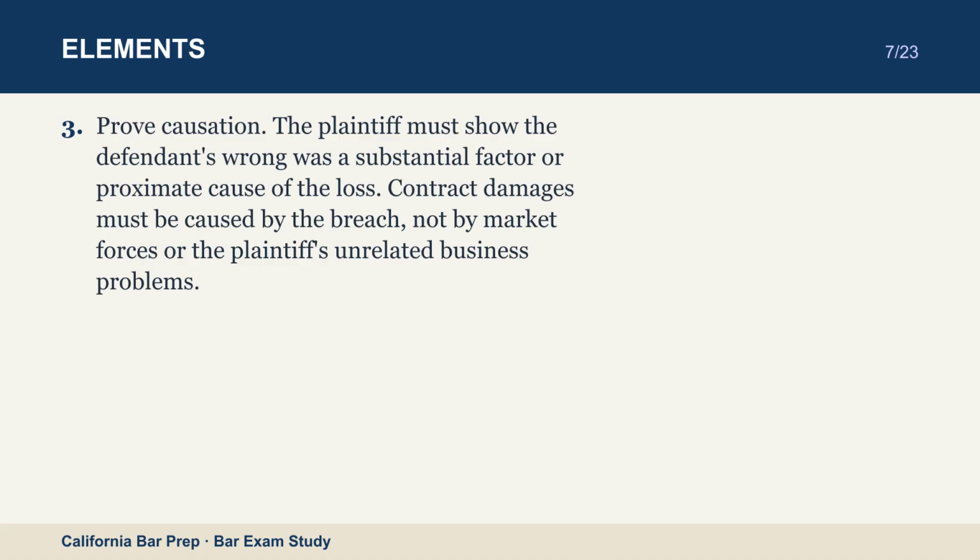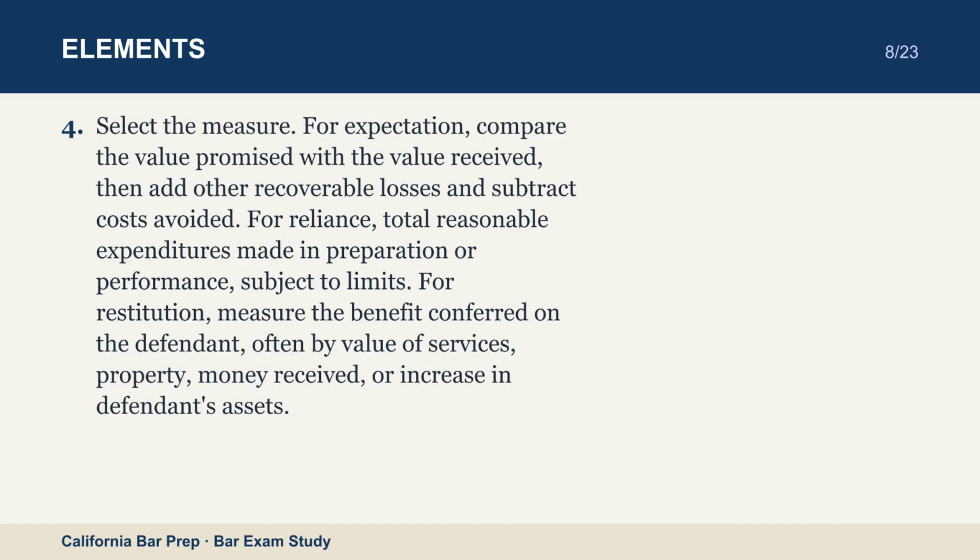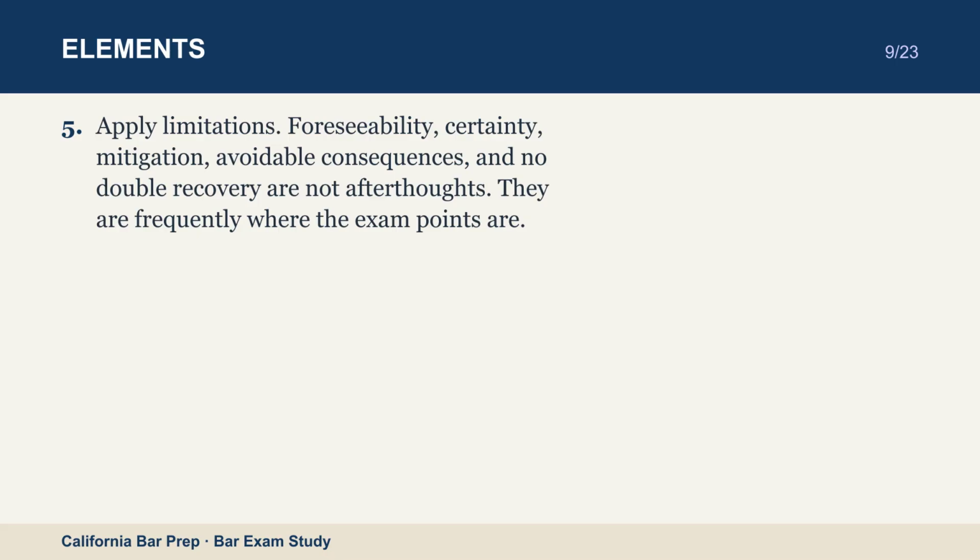Select the measure. For expectation, compare the value promised with the value received, then add other recoverable losses and subtract costs avoided. For reliance, total reasonable expenditures made in preparation or performance, subject to limits. For restitution, measure the benefit conferred on the defendant, often by value of services, property, money received, or increase in defendant's assets. Apply limitations. Foreseeability, certainty, mitigation, avoidable consequences, and no double recovery are not afterthoughts. They are frequently where the exam points are.